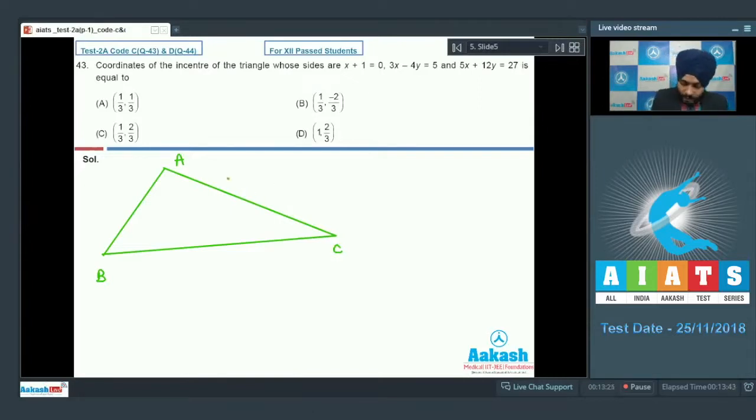There are three sides and all the equations are given. Let us say this is x + 1 = 0, this is 3x - 4y = 5, and this is 5x + 12y = 27. So students, all I have to do is write the equation of the angle bisector of any two of the angles, and then find the point of intersection of the two angle bisectors. It can be easily discovered that the origin lies within the triangle.